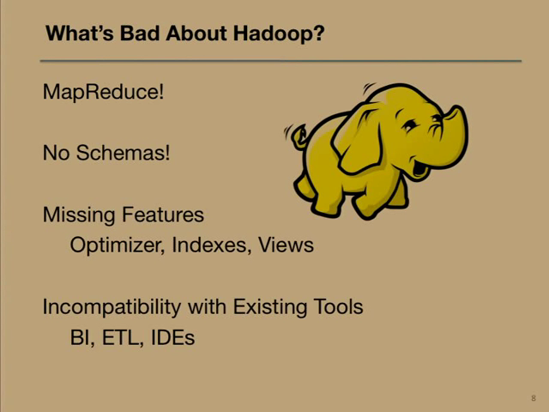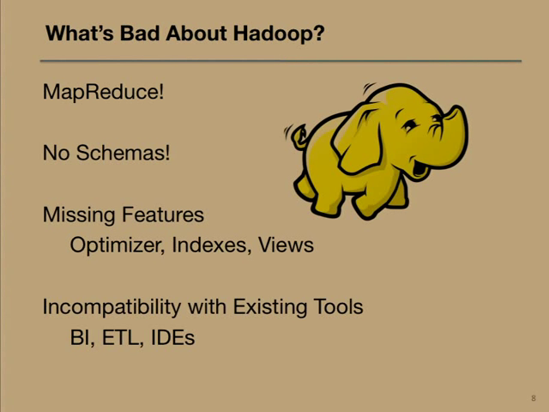And then the other missing features, I think, can quickly be summarized by saying that people really want Hadoop to look more like a database. They like the scalability, they like the flexibility, but at the same time, databases look the way they do for a reason. They've evolved over the past 20 or 30 years in response to the needs of users, and they provide a bunch of features that make a lot of sense when what you're trying to do is analyze data.